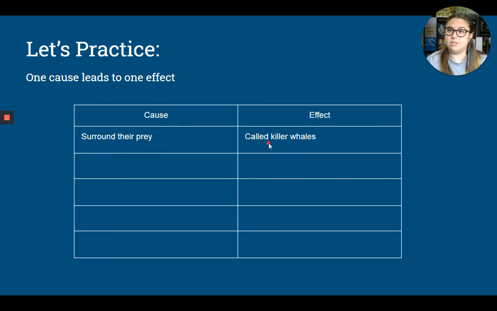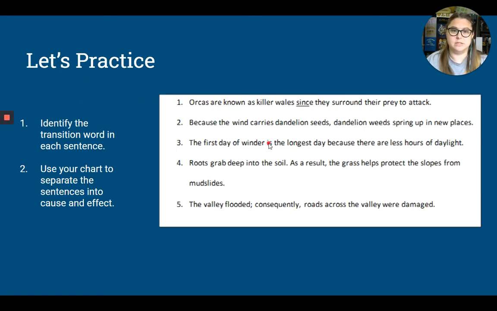So what I'd like for you to do, we're going to go back to the screen here. I would like for you to pause the video here and read through our sentences. Read them through and start pulling apart your cause and effect, and we're going to go ahead and add them to your chart. All right, so now that you've added them to your chart here, the first thing that we're going to do is read the sentences together and identify those transition words.